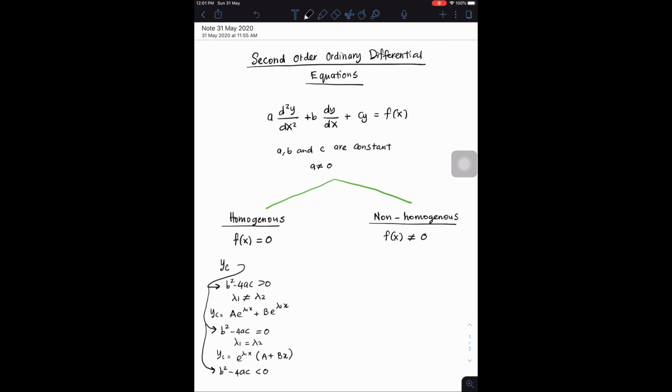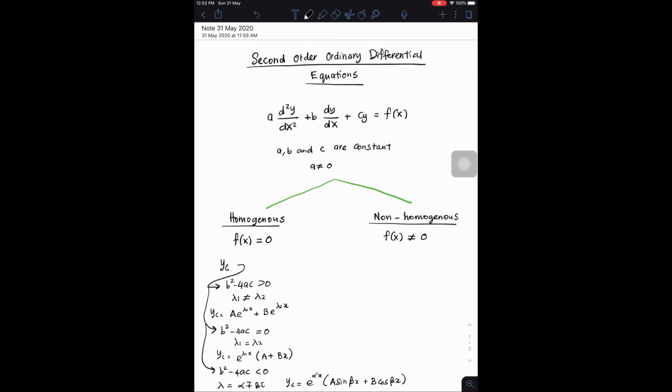The third case for homogeneous differential equations is when b² minus 4ac is less than 0. When you have b² minus 4ac less than 0, you know that your roots are complex, where you need to solve your quadratic equation by using the quadratic formula, and you will get the value of lambda in terms of alpha plus minus beta i. For this case, your general solution is yc equal to e^(alpha x) times (a sin beta x plus b cos beta x). So this is the solution for homogeneous second order ordinary differential equations.